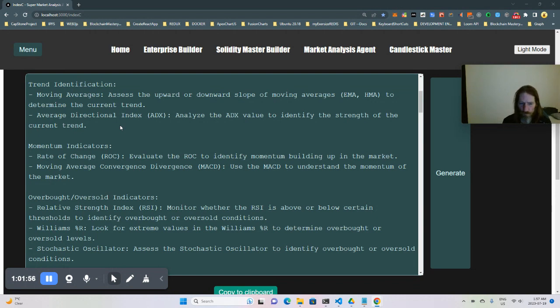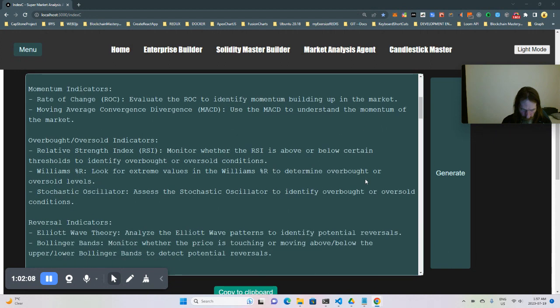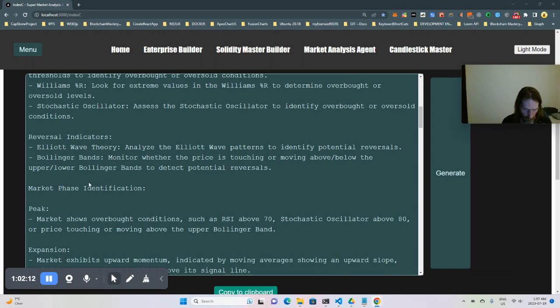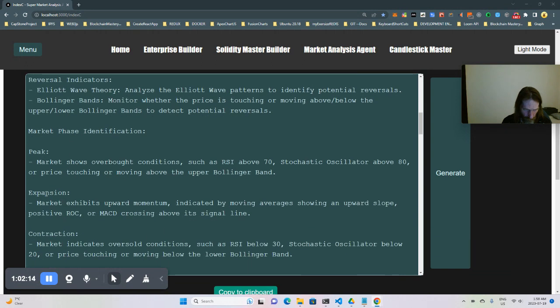Momentum indicators. Rate of change, ROC. Evaluate the ROC to identify momentum building up in the market. Moving average convergence divergence, MACD. Use the MACD to understand the momentum of the market. Overbought/oversold indicators. Relative strength index, RSI. Monitor whether the RSI is above or below certain thresholds to identify overbought or oversold conditions. Williams %R. Look for extreme values in the Williams %R to determine overbought or oversold levels.